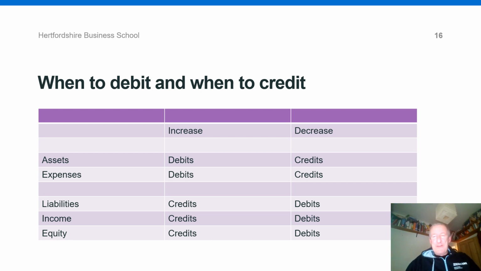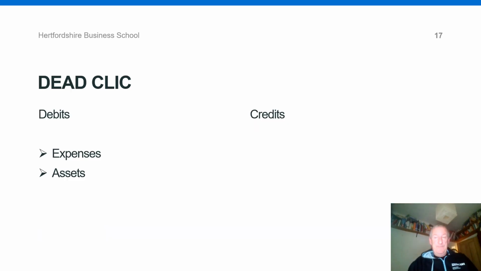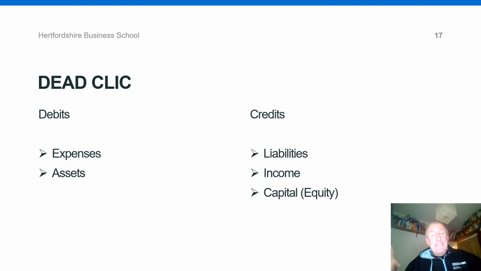Now there's another way of remembering all of this as a mnemonic, and the mnemonic is DEAD CLIC. In the beginning, you've got debits: expenses and assets. Expenses and assets are going to be debits. Now on the right hand side, you've got the CLIC: debits on the left, credits on the right. It even reinforces that. You've got your LIC, so you've got your liabilities, your income and your capital. Your 5 elements there.